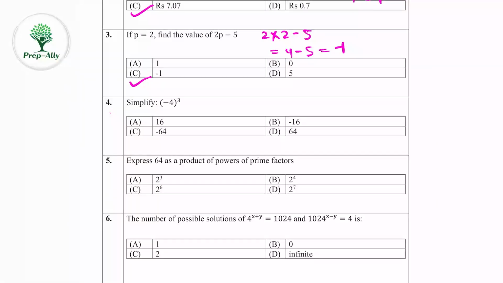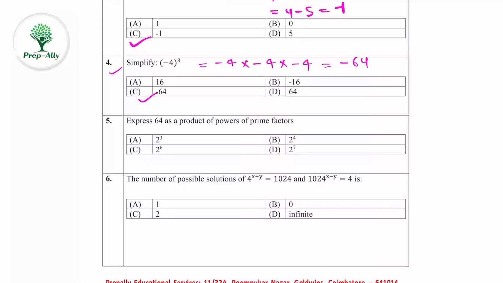Now if I look at question number 4, minus 4 raised to the power 3 means what? Minus 4 into minus 4 into minus 4, we have to multiply 3 times. So 4 raised to the power 3 is 64, so minus 64, which is option C.